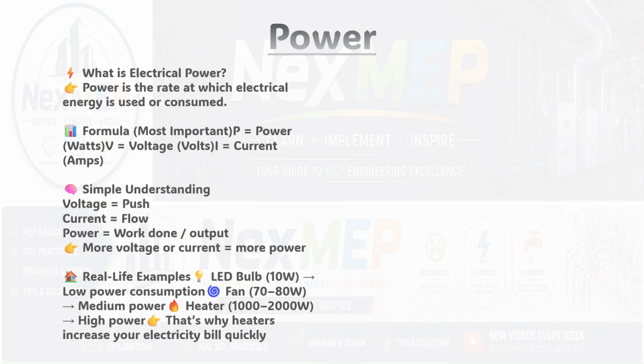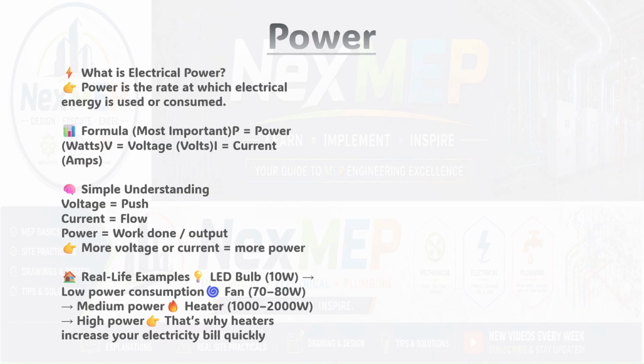Now let's make this real. Your LED bulb uses just 10 watts, that's very low power. A ceiling fan uses 70 to 80 watts, medium power. But a heater? It uses 1000 to 2000 watts, that's high power. And that's exactly why when you switch on a heater, your electricity bill shoots up. The more power a device consumes, the more it costs you.